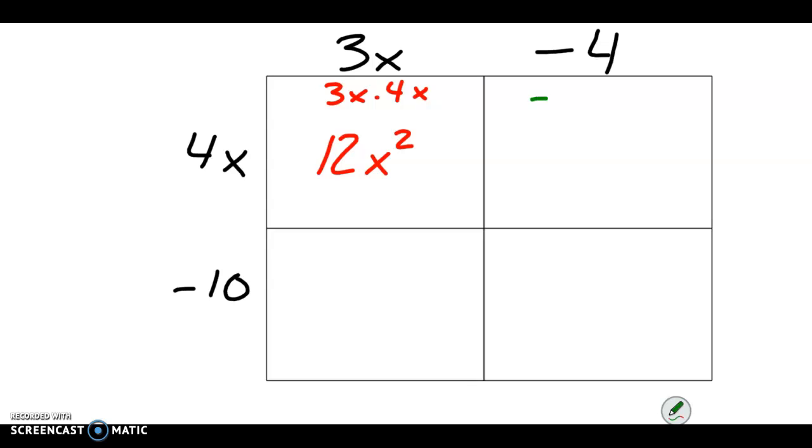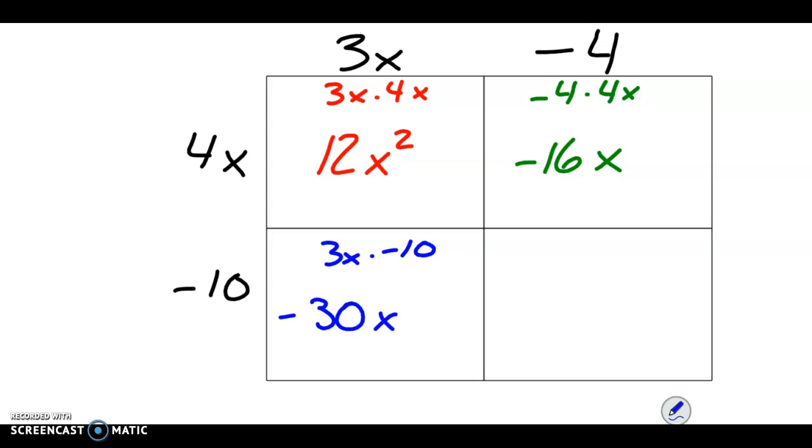-4 times 4x in here. You're going to have -4 times 4 is -16. And then there's just one x being brought along in that multiplication. 3x times -10. 3 times -10 is -30, and there's just one x involved there. And then -4 times -10 is going to be a +40.